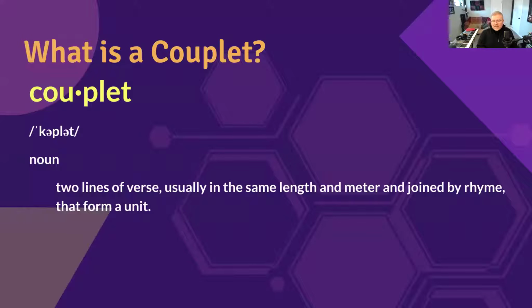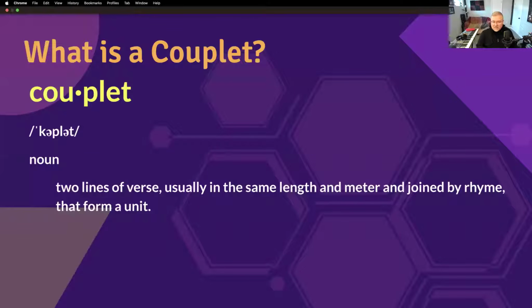So let's move on now to what is a couplet. A couplet is a noun, and it means two lines of verse, usually in the same length and meter, joined by rhyme that form a unit. So two lines of verse, you can replace that with lyric. So two lines of lyrics, usually the same length and the same meter, joined by rhyme that form a unit. Simple concept, right? You have two lines that are the same length, they have the same rhythm, they rhyme. That's a couplet. So when we're talking about couplets, that's what we're really talking about today.